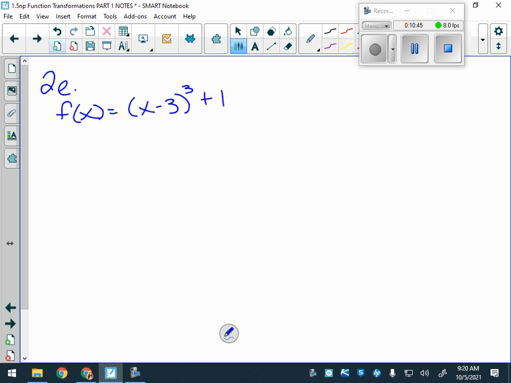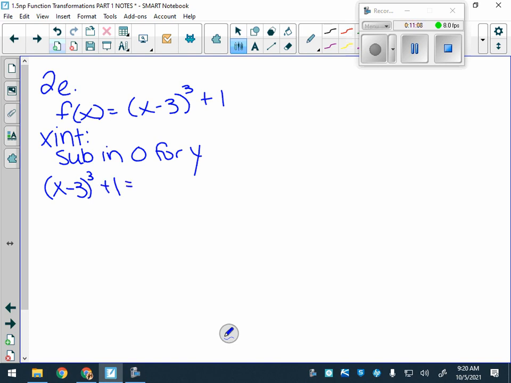If we look at 2e, to find x-intercepts, you plug in 0 for y. What that looks like is x minus 3 cubed plus 1 equals 0. So what we would do here is solve. We have x minus 3 cubed equals negative 1.